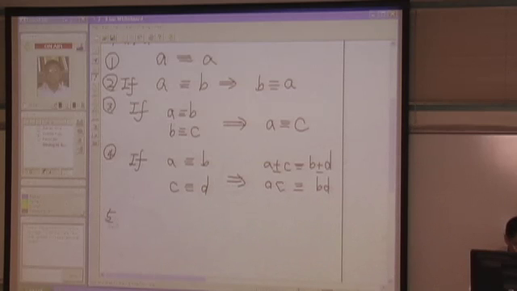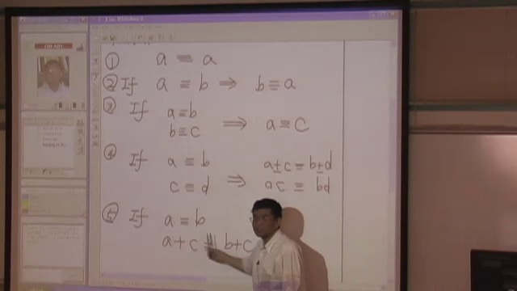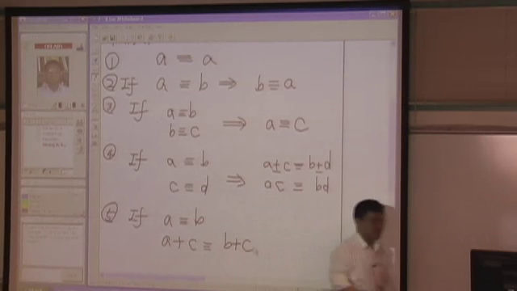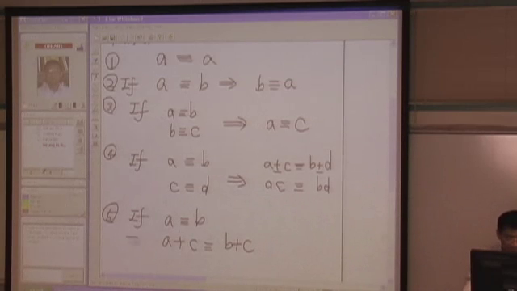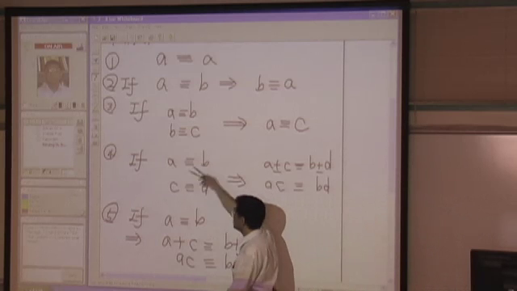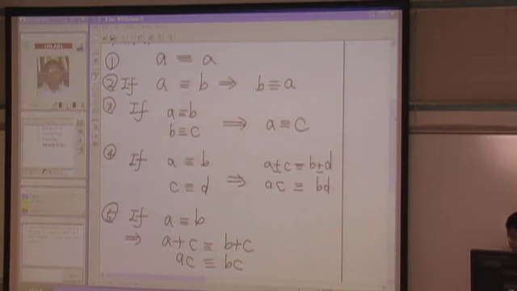The next thing: if A is congruent to B, then A plus C is congruent to B plus C. Obvious, right? Why? By the first property, C is congruent to C. Then we can just add. And then same thing, AC is congruent to BC, right? Obvious. Do you follow me? Because of this thing with C and C, we can just apply property 4.